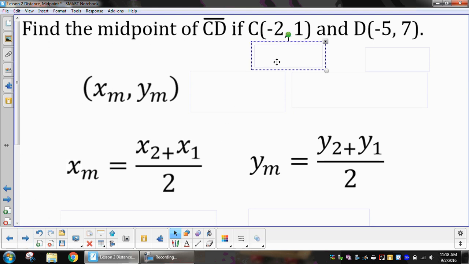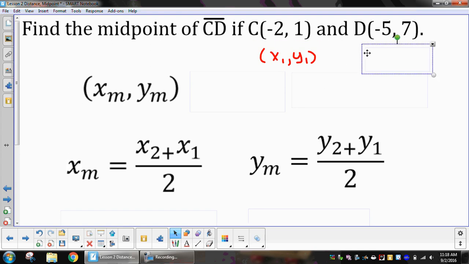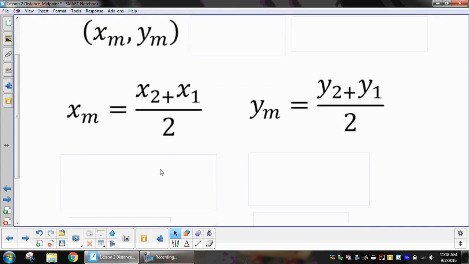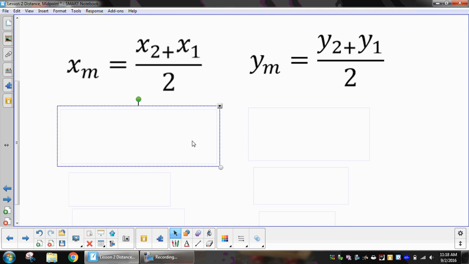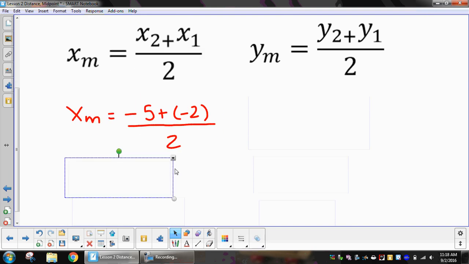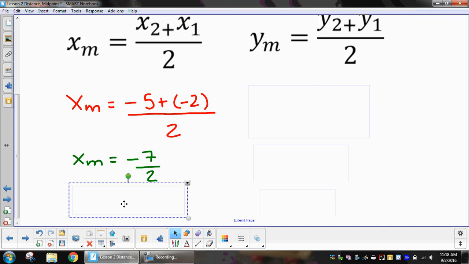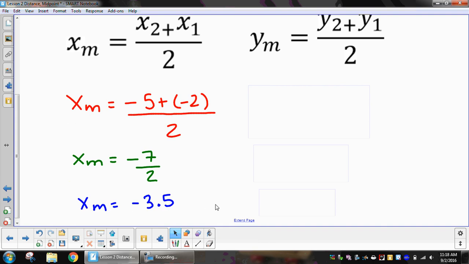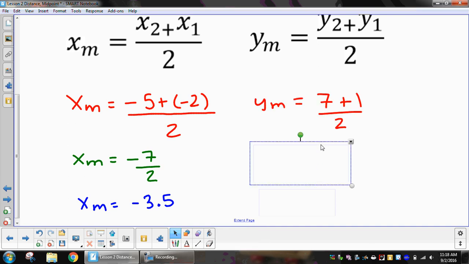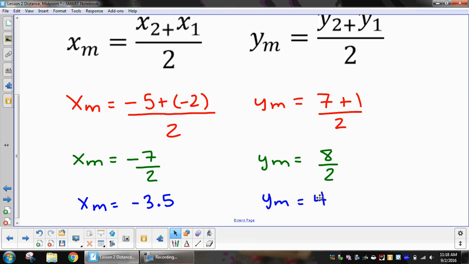So I'll do one more with you. I'm going to find the midpoint of segment CD. I'm labeling my x1, y1, x2, y2. I'm going to plug these numbers into these two equations. So I'm plugging in x2 and x1. I'm doing some simplifying, and I get the x coordinate of the midpoint to be negative 3.5. So the same thing with y2 and y1. I get the y coordinate of the midpoint to be 4.